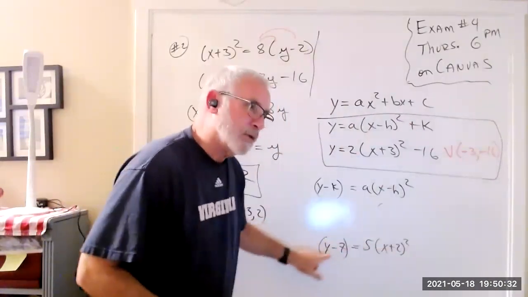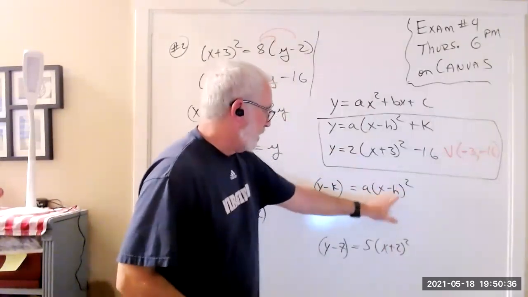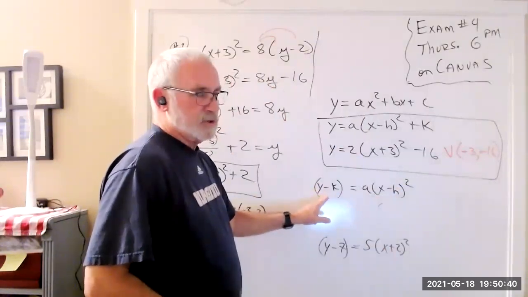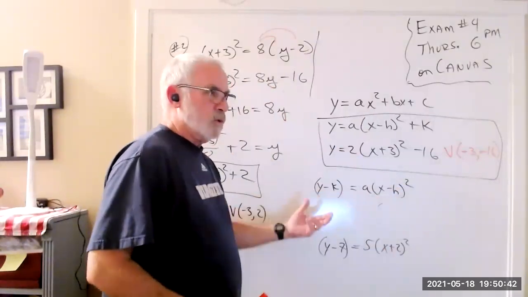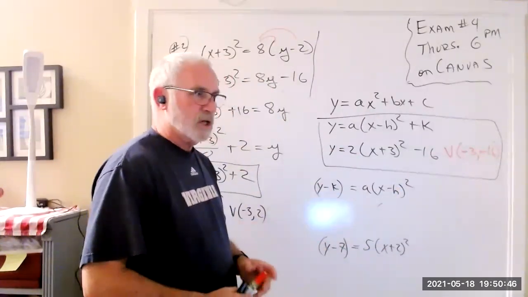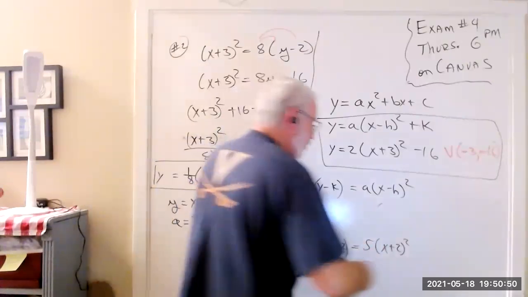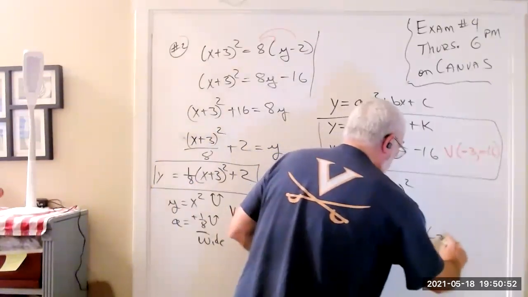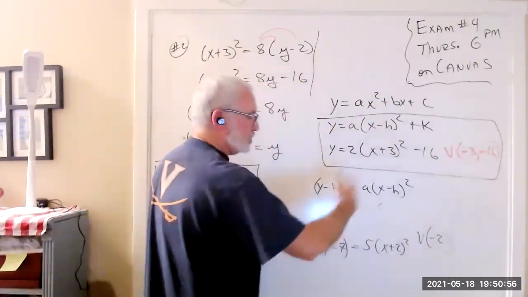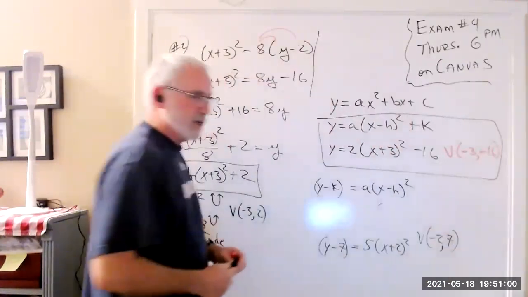Because these are both in parentheses now, because we've taken the extra step of having the k in the parentheses like this, the rule is when you pull it out of parentheses, you take the opposite of what you see. So I see a positive 2, so I know my vertex is -2 for x. I see a -7, so I take the opposite, I use +7, and that's the vertex.